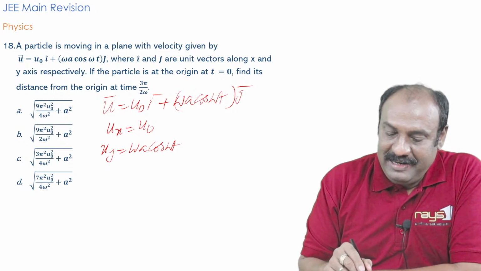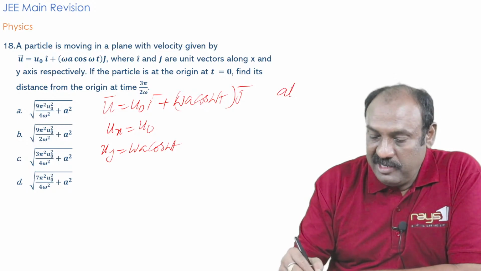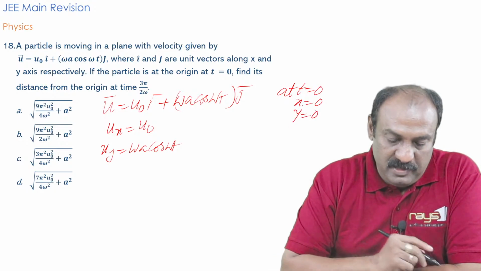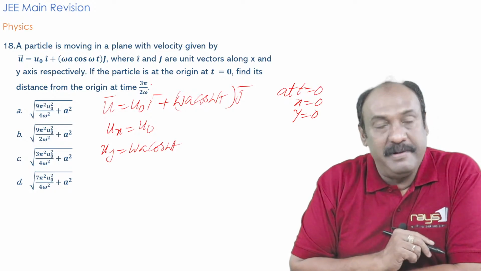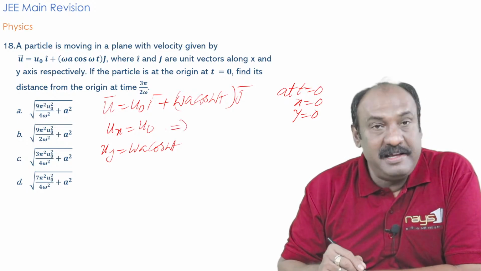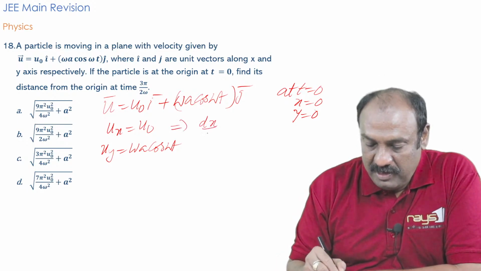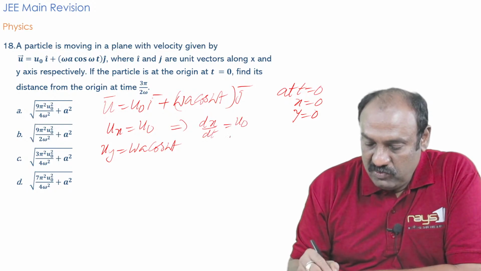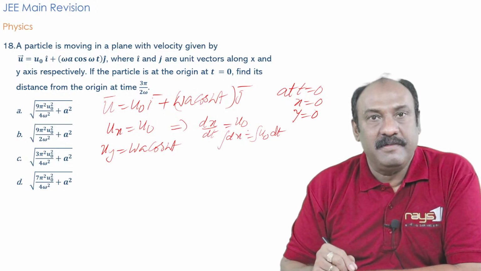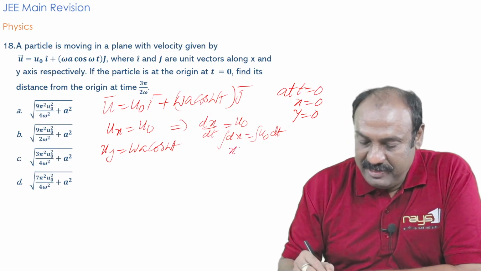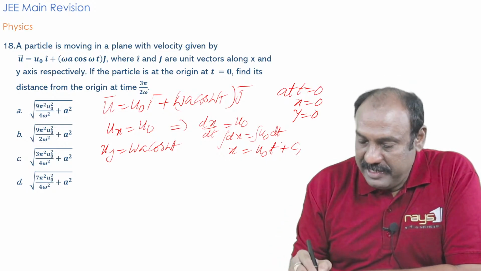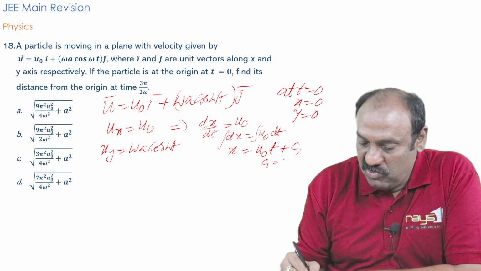If the particle is at the origin at t equal to 0, the x displacement is 0 and the y displacement is 0. Find its distance from the origin after this particular time interval. So, when you know the velocity, how do you find the displacement of this particle? Simply, u can be written as dx by dt along the horizontal direction, which equals u naught. So, dx is equal to u naught into dt. For the displacement along the horizontal direction in a given time interval, x is equal to u naught into t plus some constant of integration c1. But at t equal to 0, this constant is also 0.